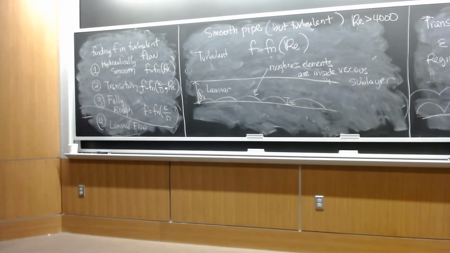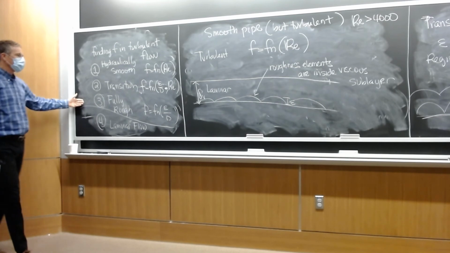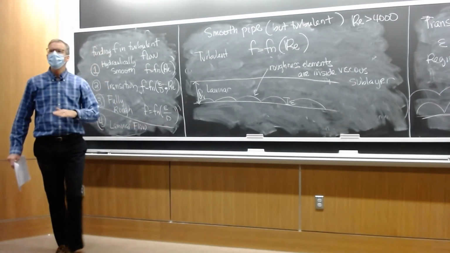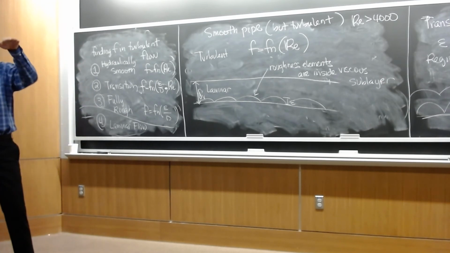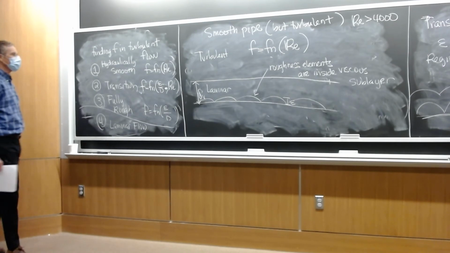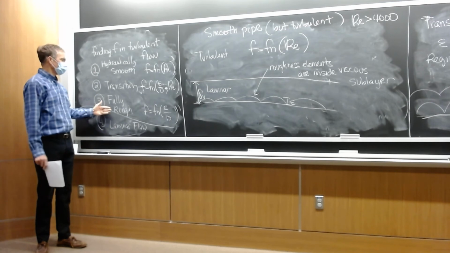And then working backwards, the fully rough, right? The only thing that matters is the relative roughness, meaning that the lines that you see on the Moody diagram are going to be horizontal. That is, moving to the right or left, that is changing the Reynolds number, will not change the friction factor. That's called fully rough.